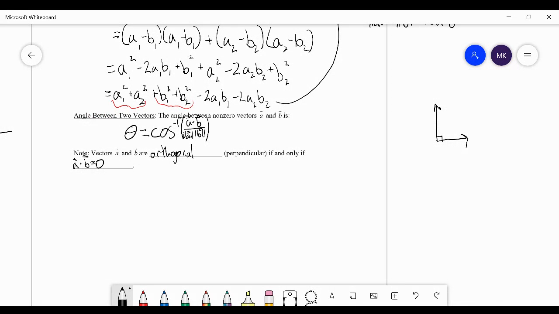The only way that the inverse cosine gives us a 90-degree angle is if it's the inverse cosine of 0, because we know cosine of 90 is 0. And the only way this quotient, a dot b over the magnitude of a divided by the magnitude of b, will be 0 is if the dot product of a and b is 0. Now, there is one notice here in the definition: two non-zero vectors. So neither a nor b can be the 0 vector. Problem is then we're dividing by 0. That's a problem. It's bad.